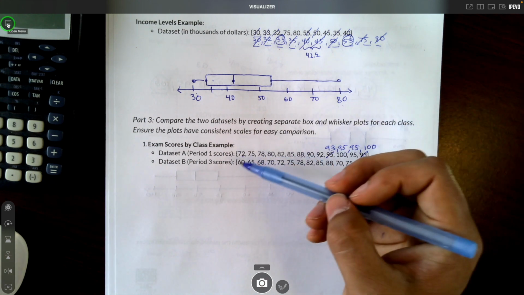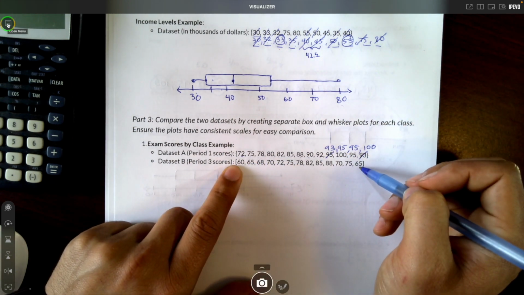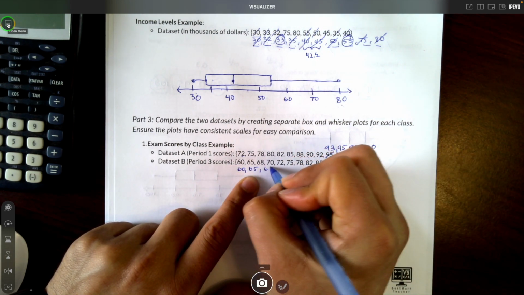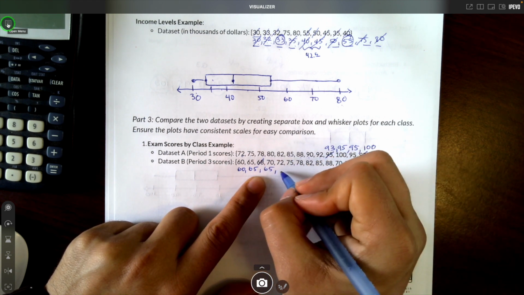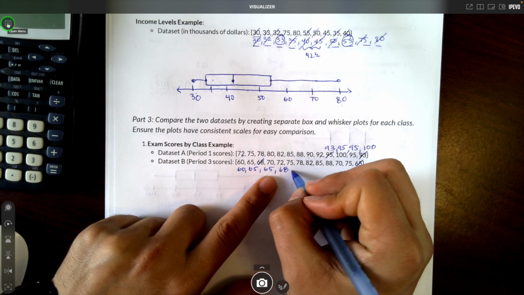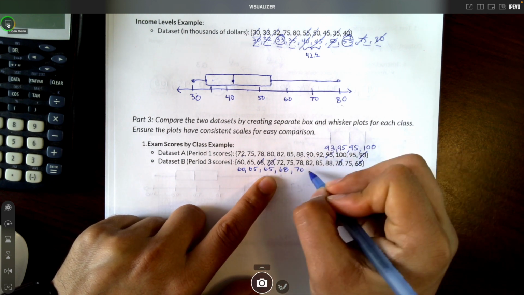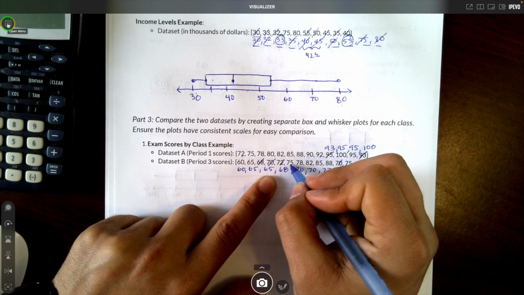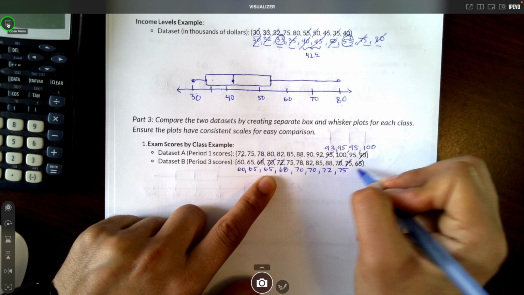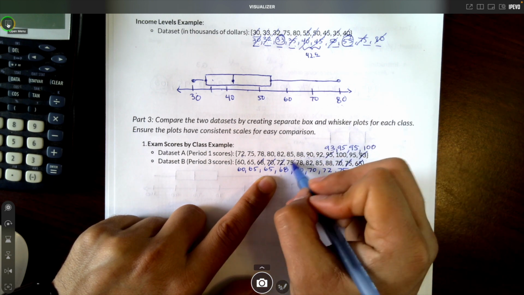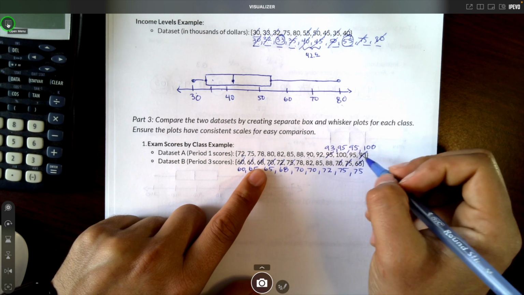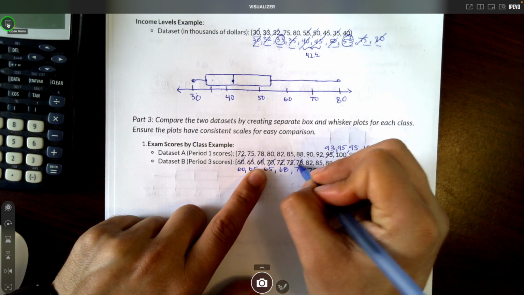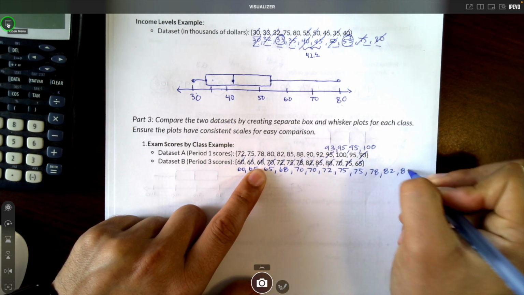The one on the bottom, I noticed that there's a 65 over here, so this is gonna be 60, 65, and then 65 again. Then 68, then 70, and then I noticed that there's two 70s, then 72, then it goes 75 twice. There's another one over there. Should probably cross those out. And it's 78, 82, 85, and 88. Okay.